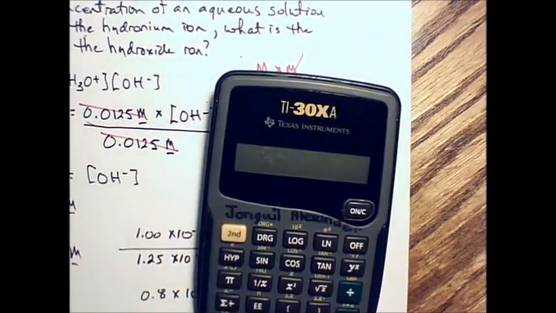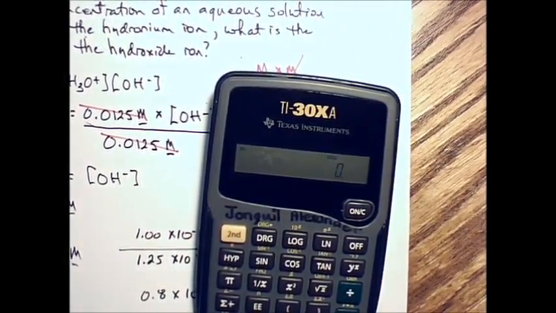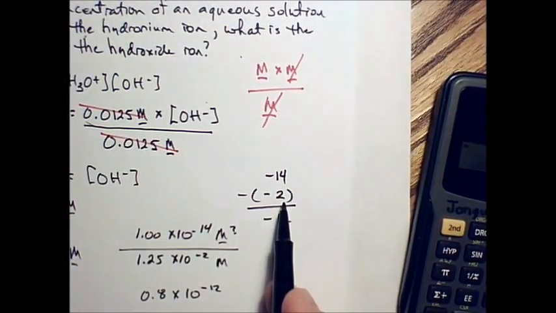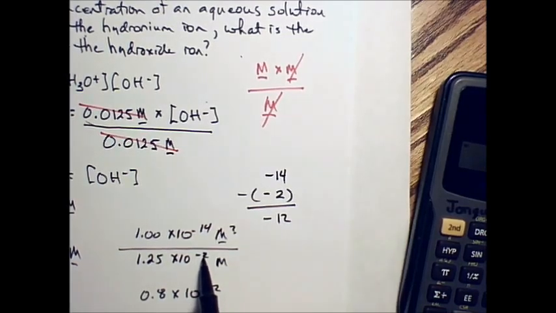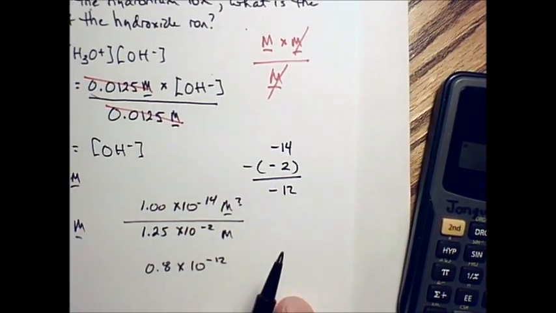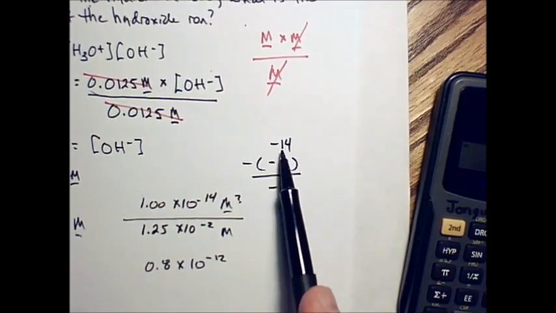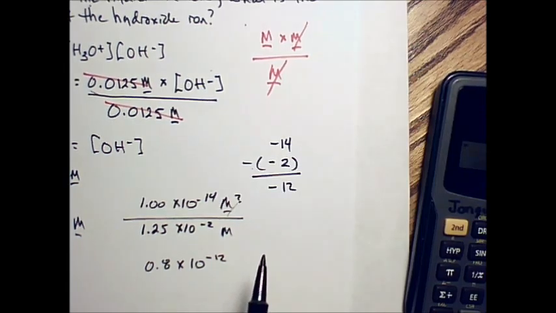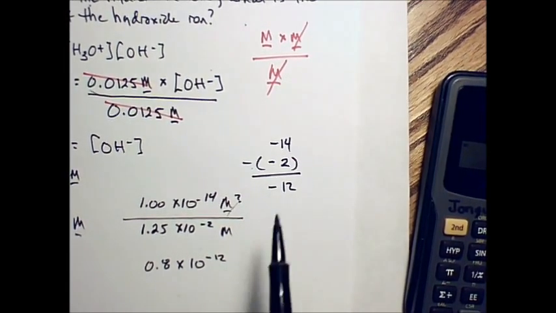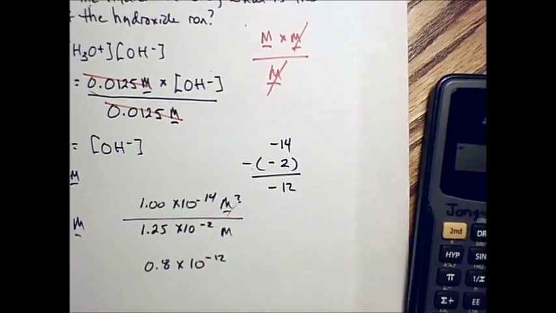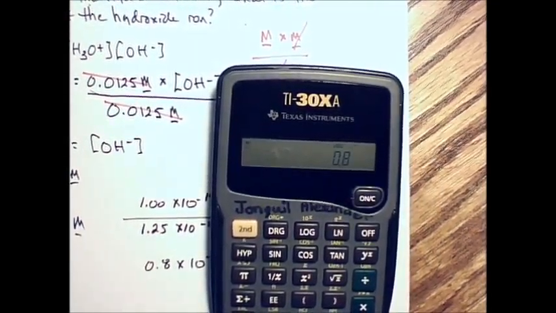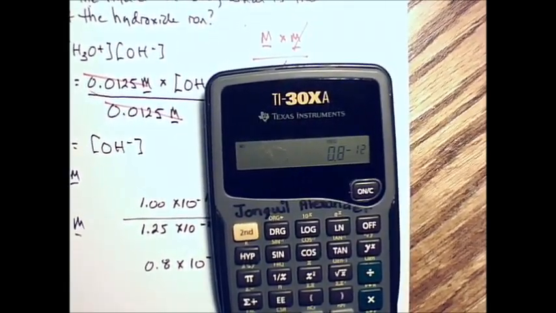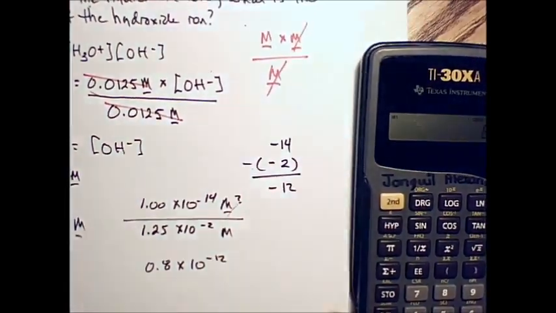So now let's put that in the calculator. Wait, didn't you say negative 14 minus 2? No, it's a negative 2, because there's a negative 2 right here. Negative 14 minus a negative 2. We're going to put an exponent on there of 12, change the sign, hit equals, and we get the same answer again.